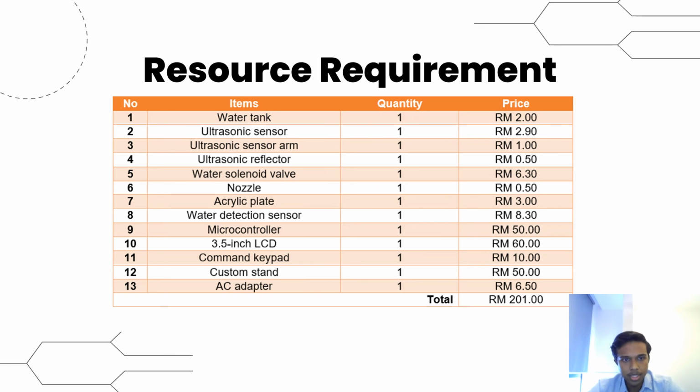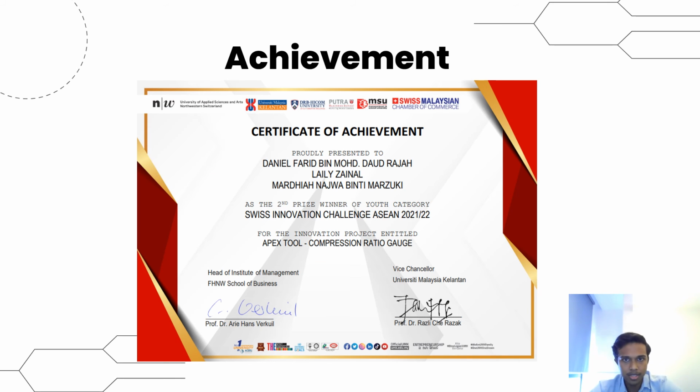So for the resource requirement, in total, 13 components will be needed to build one of these prototypes. And all of this pricing is a normal price, which is not a wholesale price. Hence, if we take all these components in a huge amount, we can get them at a wholesale price, and the total amount will be much, much lesser compared to the one that appears right now. And this is one of the achievements that we managed to get by introducing this prototype in an innovation competition in the last few months.